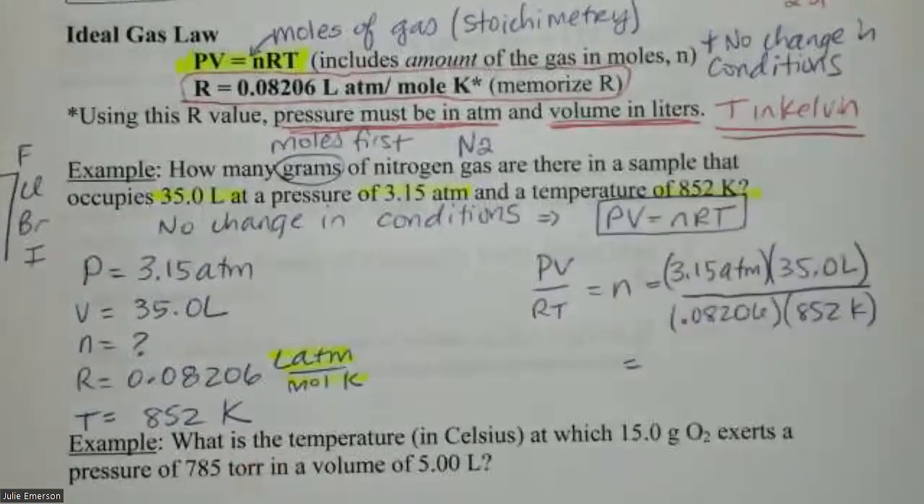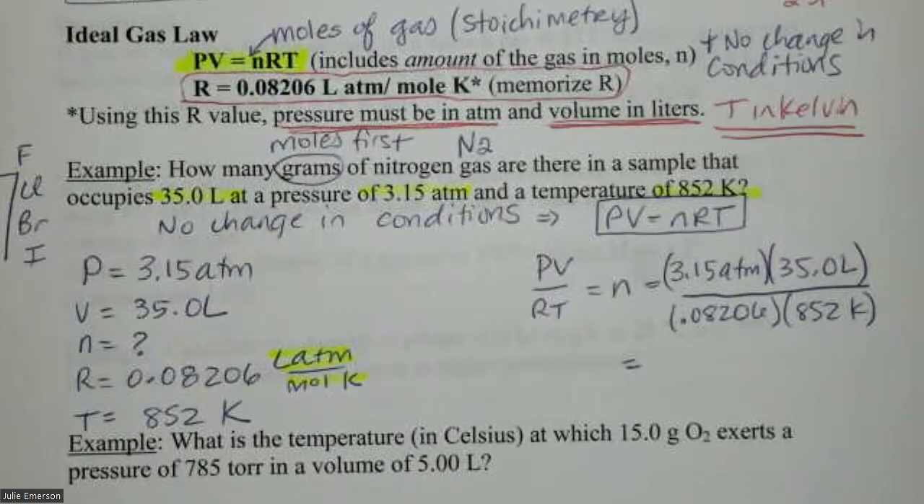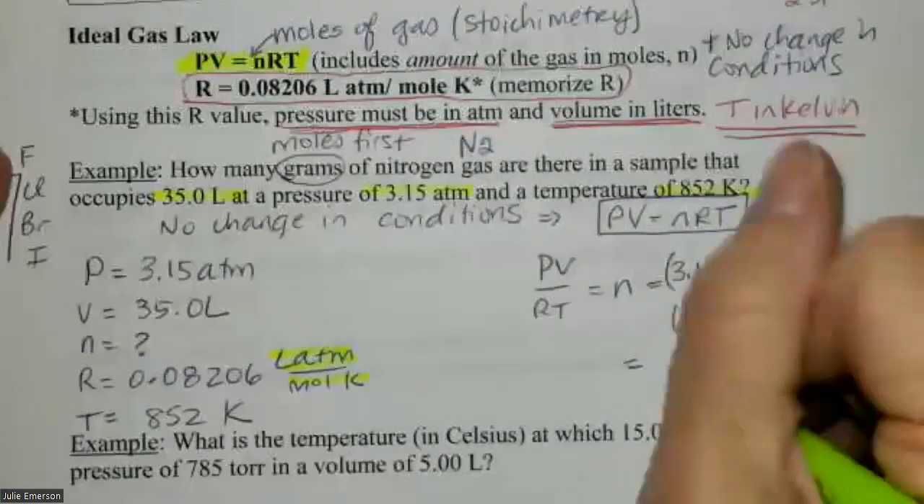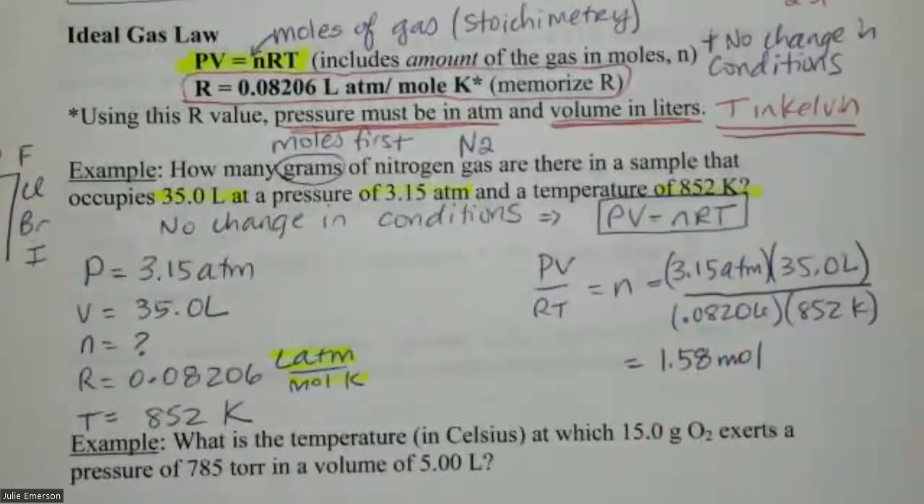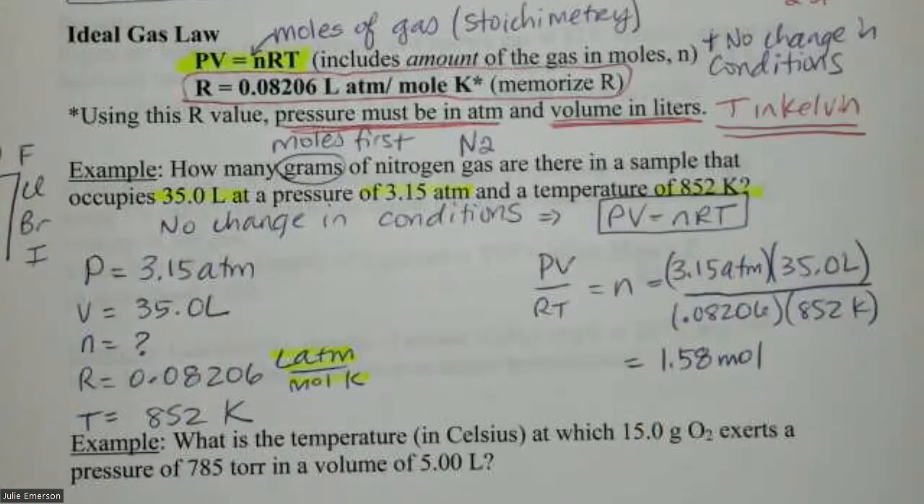All right, so I have 3.15 times 35.0, divide by 0.08206, and then divide that by 852. And what I get here to three significant figures is 1.58, and the unit would be moles. That would be how many moles of nitrogen were in this container.